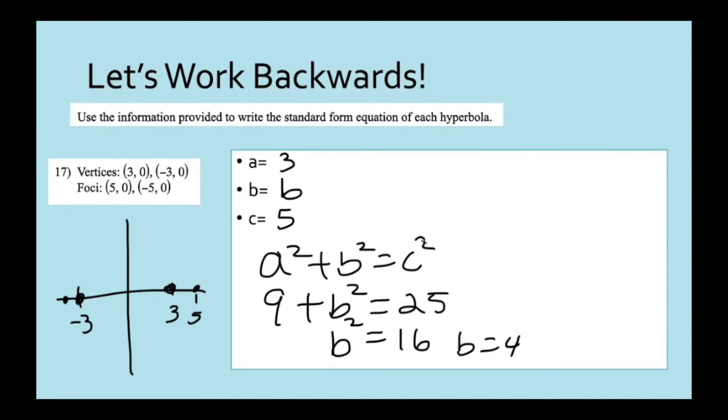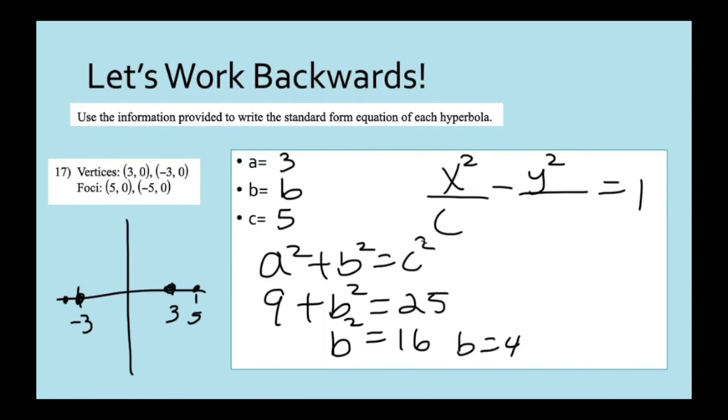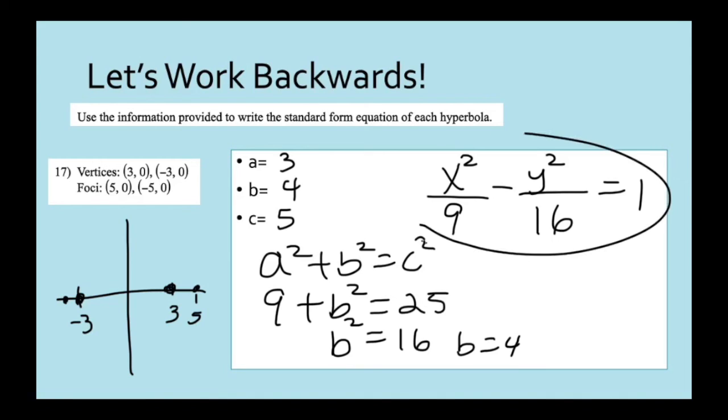So now I can find my equation. Since it is a horizontal hyperbola, that means that the x value is listed first. A is always listed in the denominator first. A squared is 9, and b squared is 16. I have now found the equation for my hyperbola.